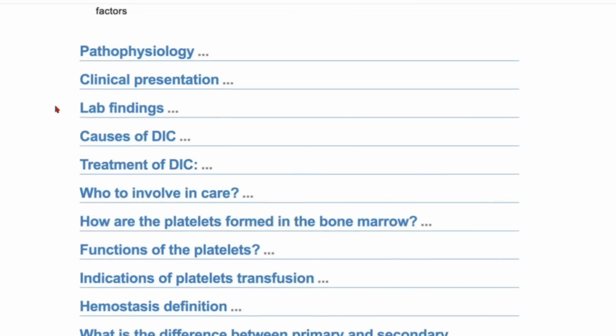What are the lab findings? The lab findings for DIC would be typically based upon a blood gas. The patient would have a metabolic acidosis. They'd also present with an increase in PT and an increase in fibrin degradation products.